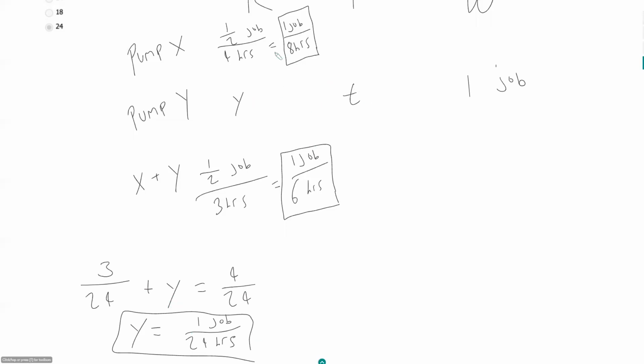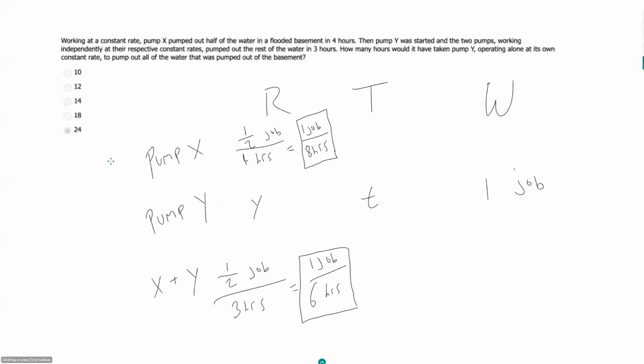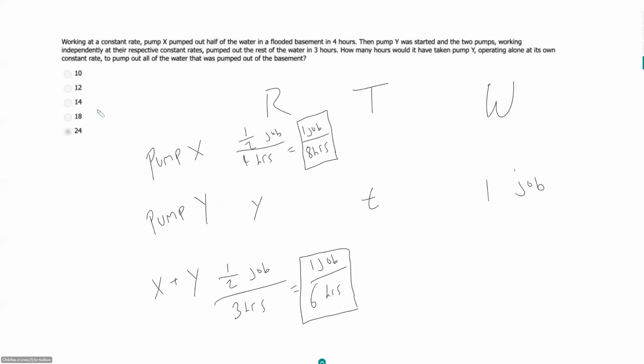So here we don't even really need to calculate this T, because our rate is in terms of one job, which is what they're asking for. So the time for it to pump out one basement is 24 hours, which is E.